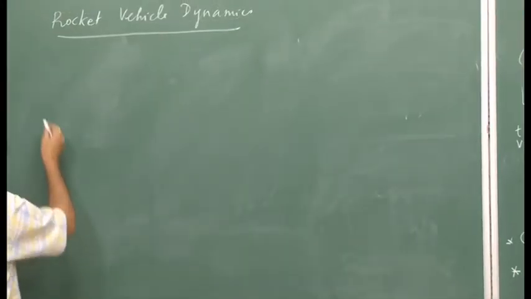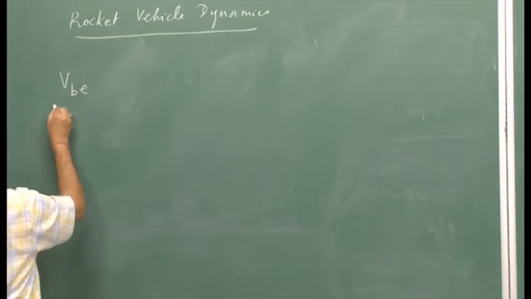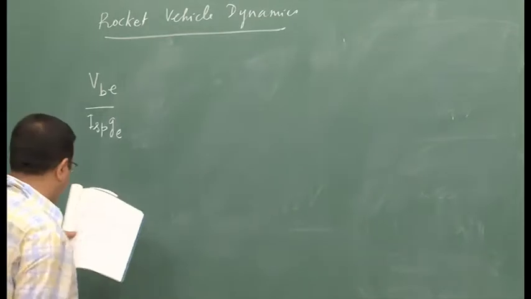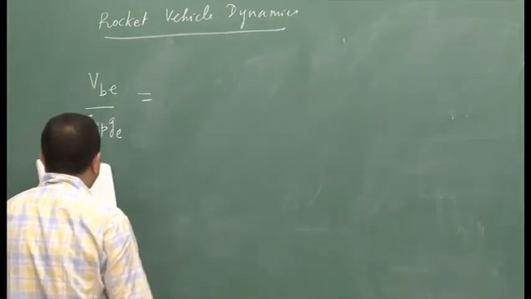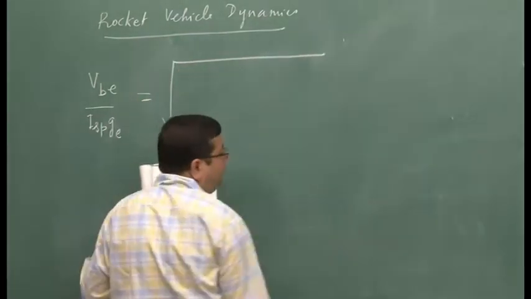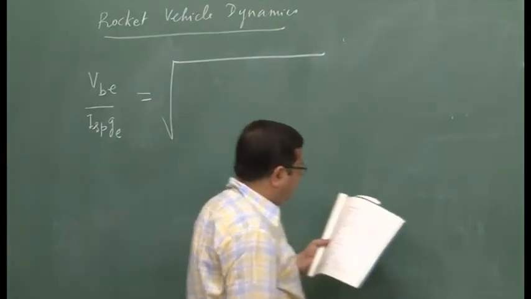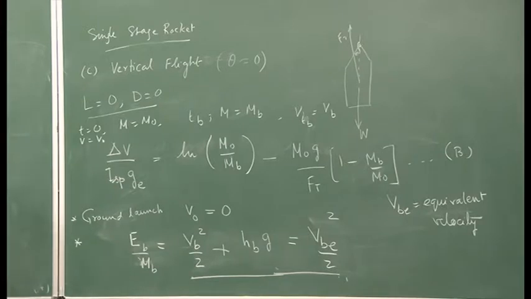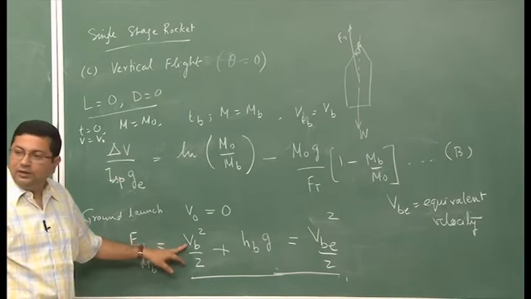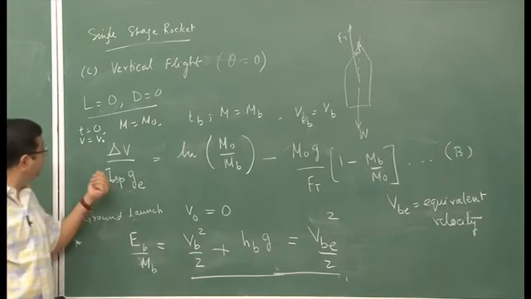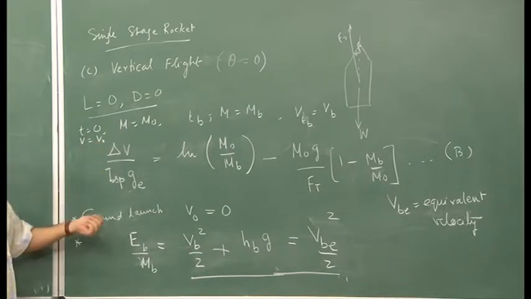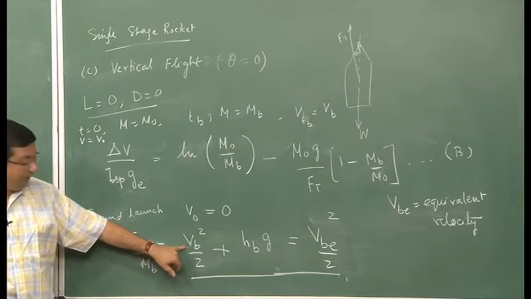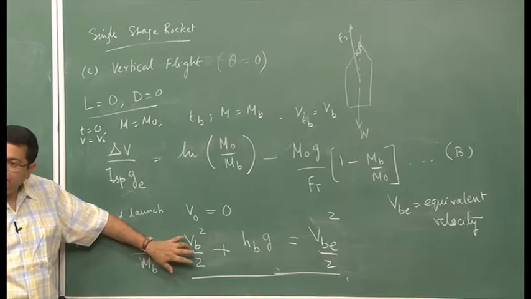So, we can write V B E by I S P G E, which is equal to the square root of... if I look at the expression for delta V e, then delta V e is nothing but V b, because we started from V naught equal to 0, right. So, this term is delta V e, delta V, right. So, we replace this by delta V.